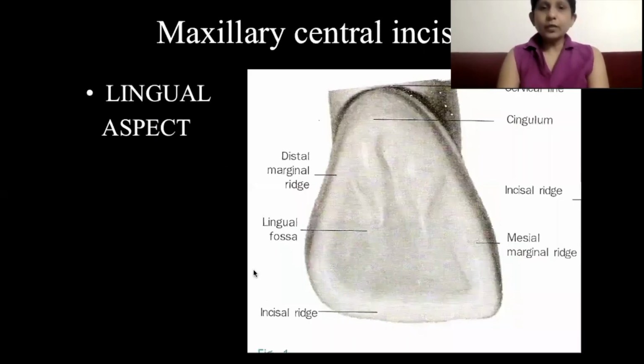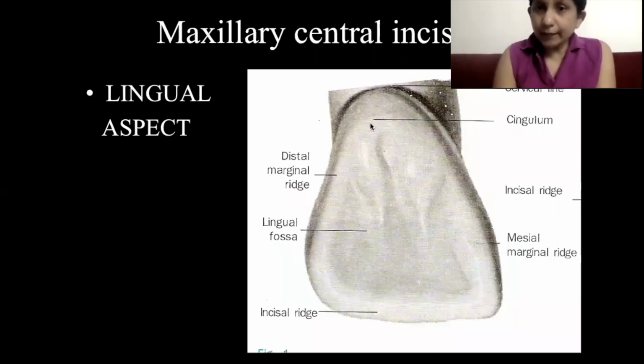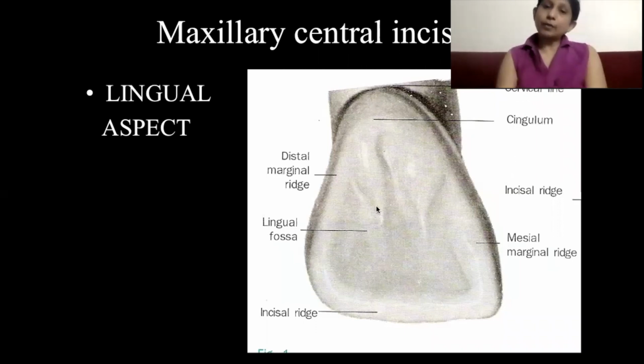So once again, to show you a pictorial representation of a maxillary central incisor, you can see that this is the cingulum. Again, if I divide the tooth into three parts, the cervical third has the cingulum, which is a prominence. And then in the middle third, you have the lingual fossa, which is a depression. Between the lingual fossa and the cingulum, you have this inverted W-shaped groove. The inverted W-shaped groove separates the cingulum from the lingual fossa.